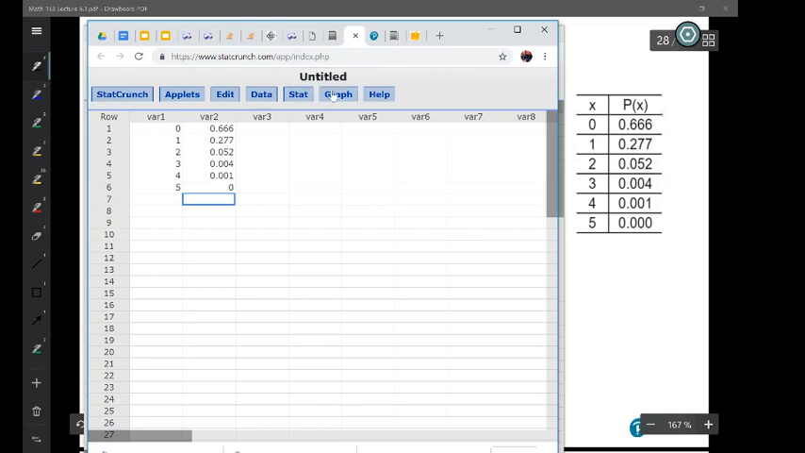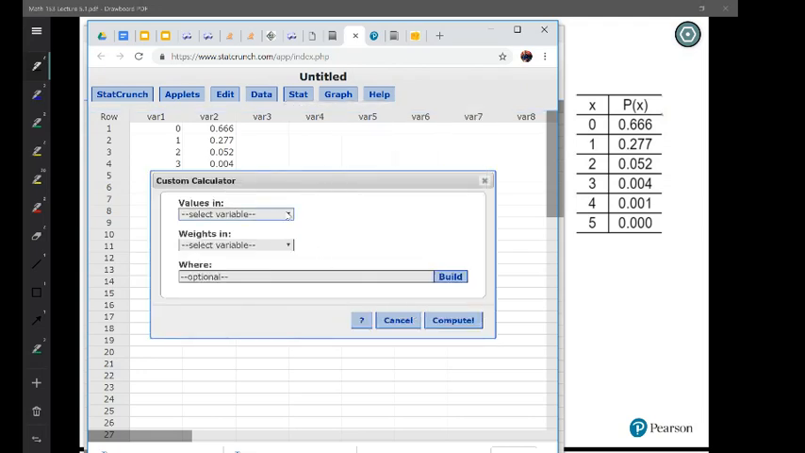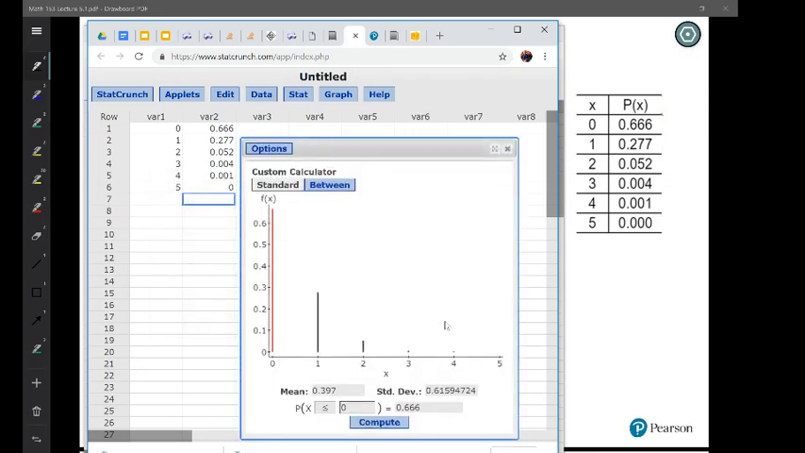Once you have that, go to Stat, Calculators, Custom. Select variable 1 for values in, and then select variable 2 for the weights. The custom calculator knows to set up mean and the standard deviation, just like we were doing in the previous example. And then hit compute.